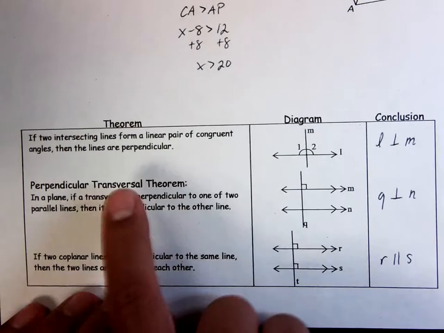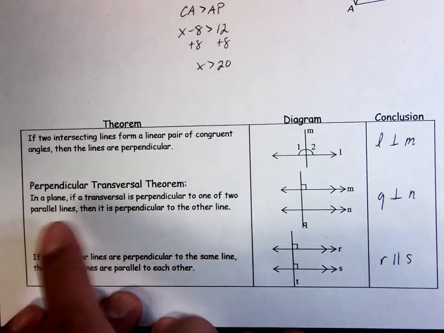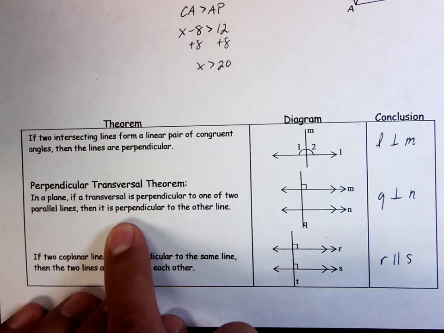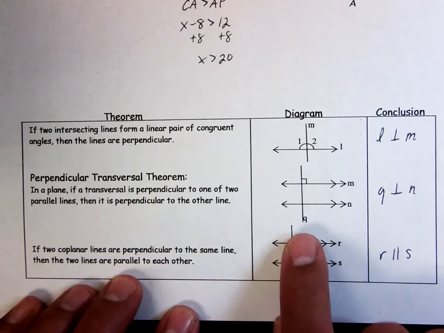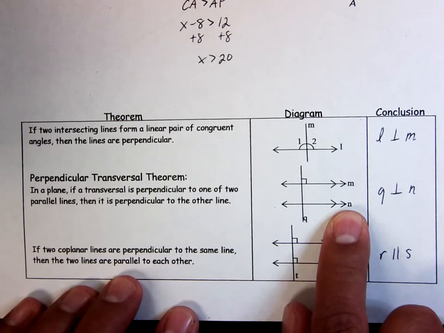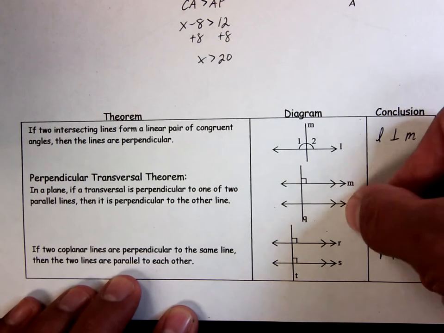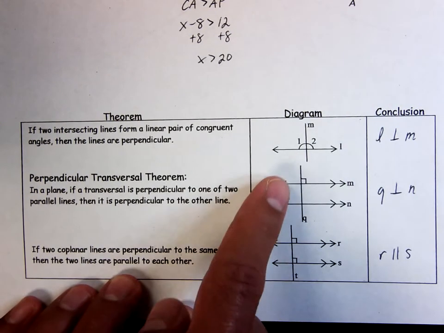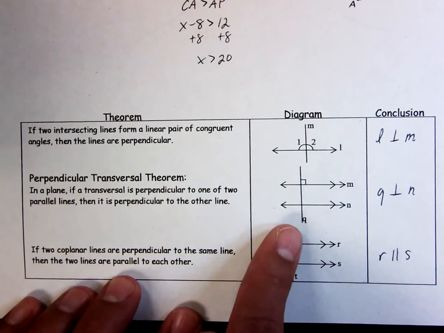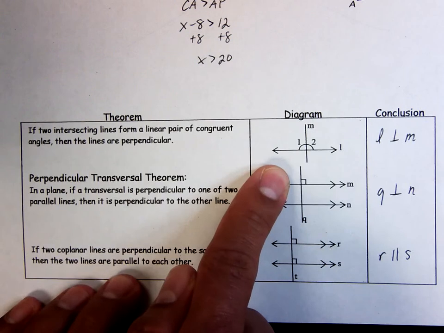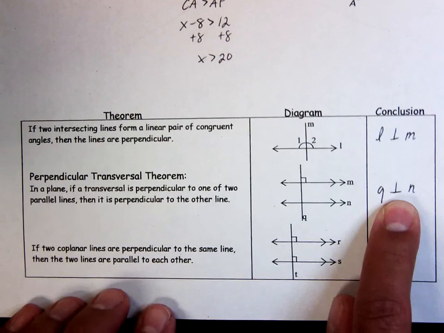Okay? Perpendicular transversal. In a plane, if a transversal is perpendicular to one of two parallel lines, then it's also perpendicular to the other. So notice, this picture's not telling me that Q is perpendicular to N. But the picture tells me that M and N are parallel, the double row of arrows, and Q is perpendicular to M. But if M and N are parallel and Q is perpendicular to M, my conclusion is then that Q is also perpendicular to N.